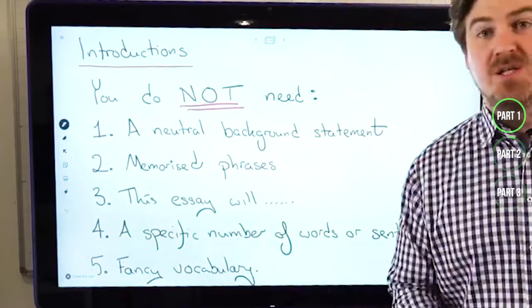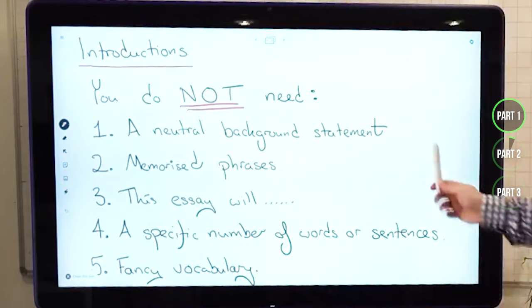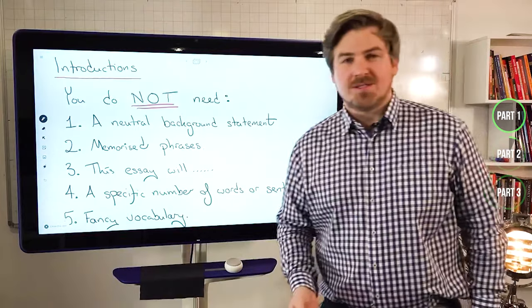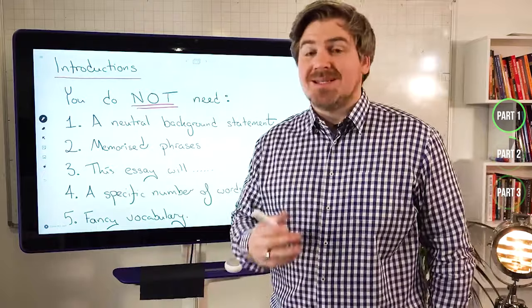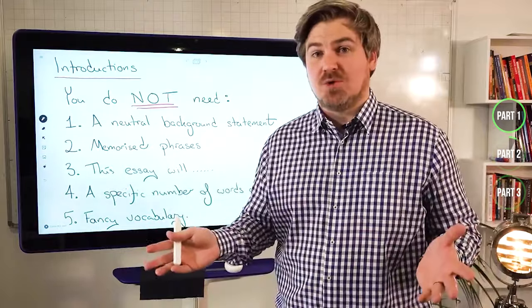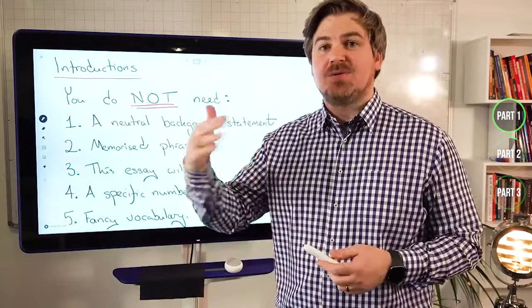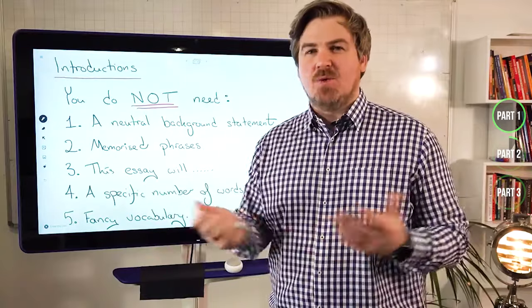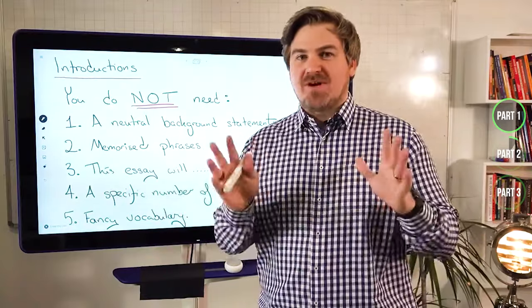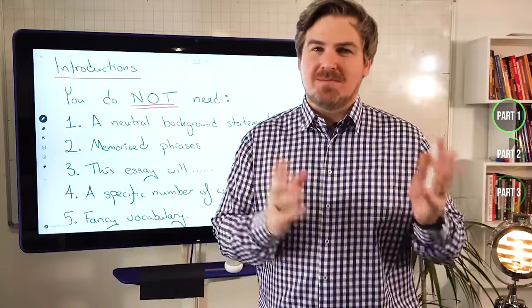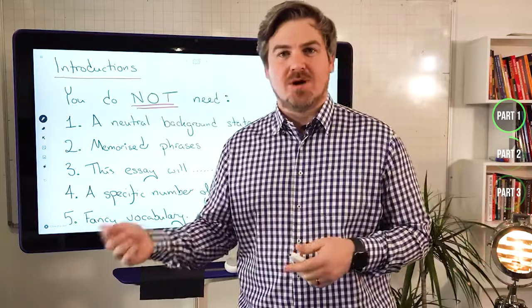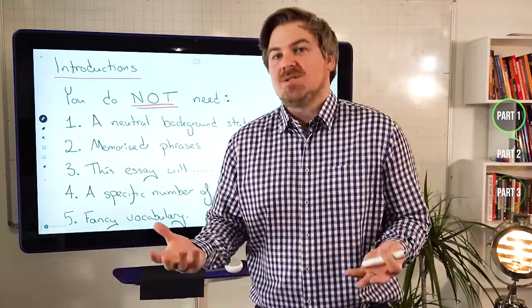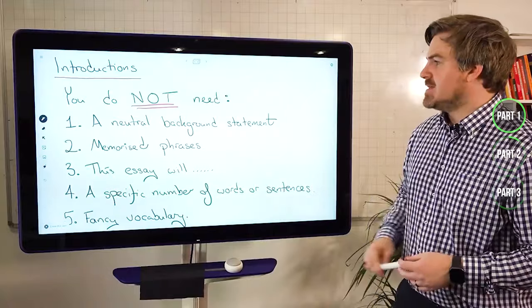So these are 5 things not to include in your introduction. Number 1, a neutral background statement. Complete waste of time. It doesn't add anything to your essay, and it's going to lead to repetition because you're going to paraphrase the question anyway. So why would you write something that's very similar to a paraphrase and is a complete waste of time? Remember, you are on the clock, and it's just a terrible way to introduce your essay.